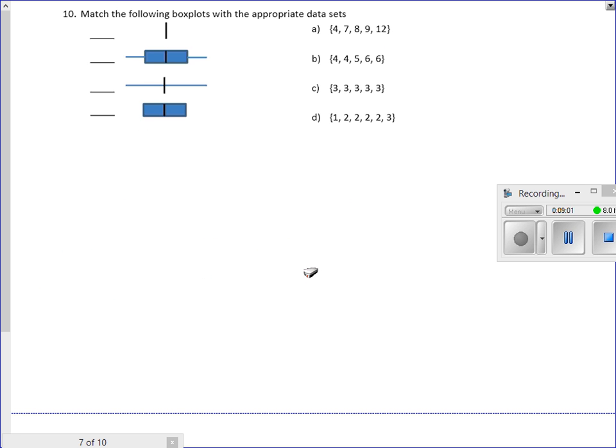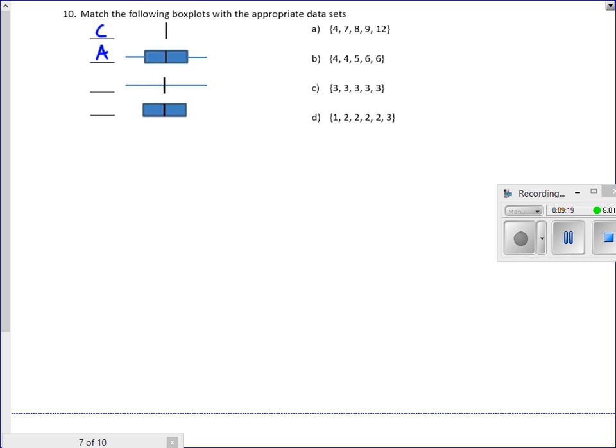Number 10, we match these things up with the very first one. All the numbers should be the same. For the second one, we need a unique number for minimum, Q1, median, Q3, and max, which would go hand in hand with A.